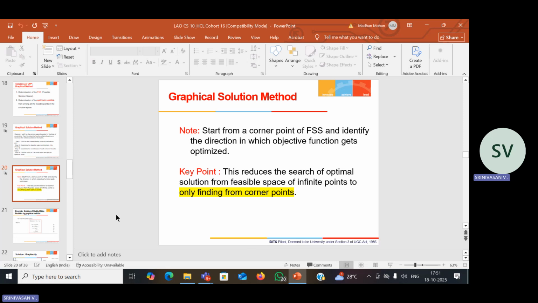So start from a corner point of the FSS, feasible solution space, and identify the direction in which the objective function gets optimized. This reduces the search for the optimal solution from a feasible space of infinite points to only finding the corner points.